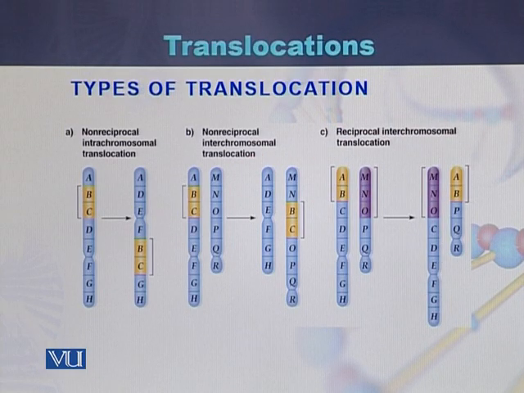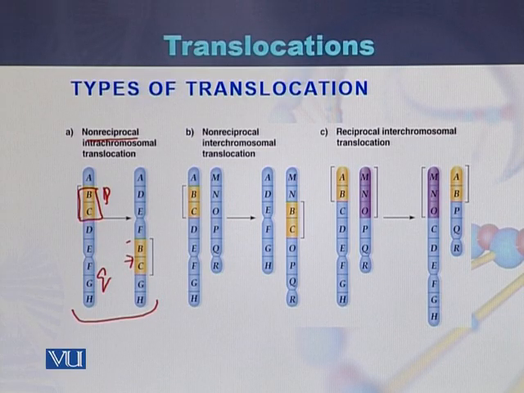Types of translocation based on the centromere: non-reciprocal and reciprocal translocation. In non-reciprocal intrachromosomal translocation, fragments change within a single chromosome. Originally, this fragment was present on, let's say, the P arm. This is the P arm and this is the Q arm. As a result of translocation, it has joined on the Q arm.